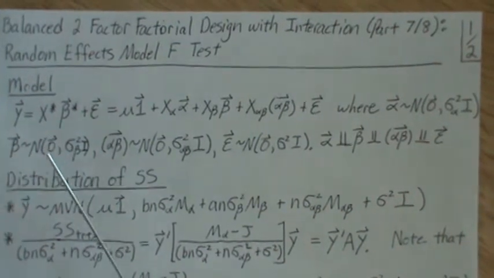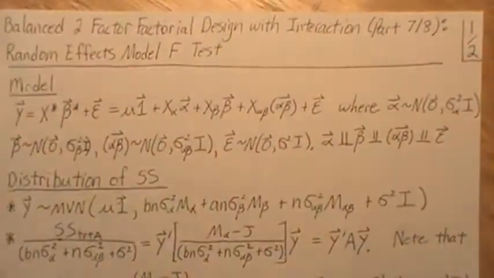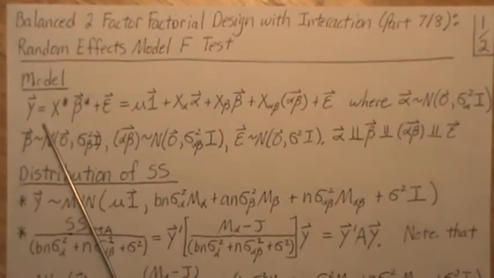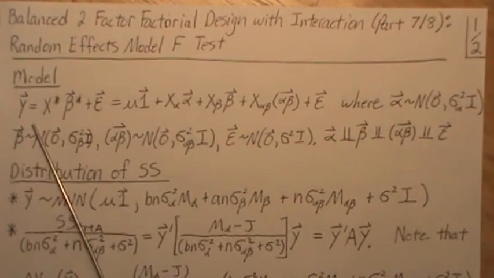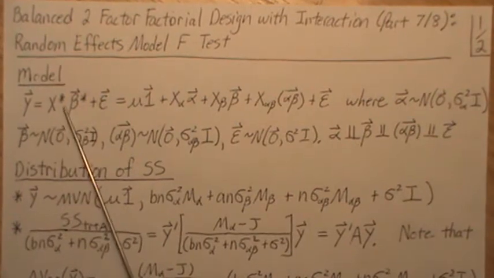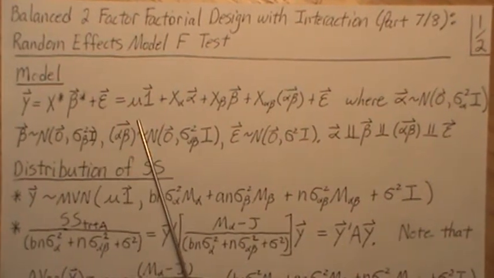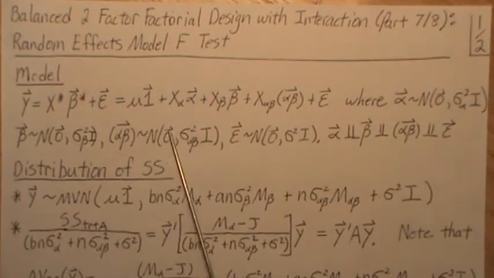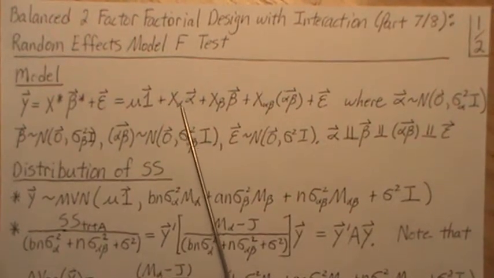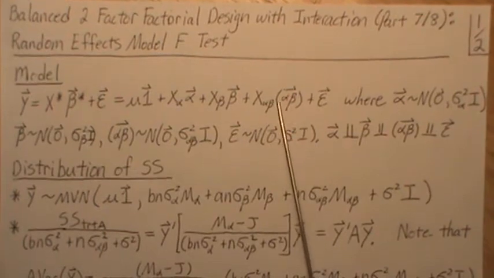Now, as a reminder, the model, pardon that, I forgot to turn the light on, the model is y equals X star beta star plus epsilon. So it is a linear model. Now this can be partitioned into a constant, the piece that deals with factor A, factor B, and the interaction.